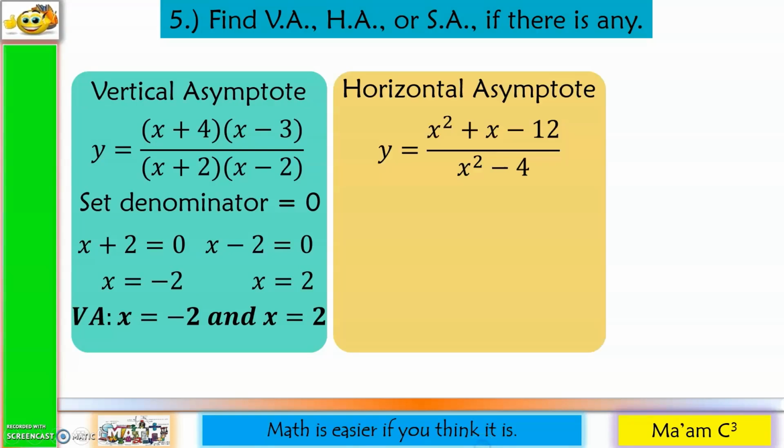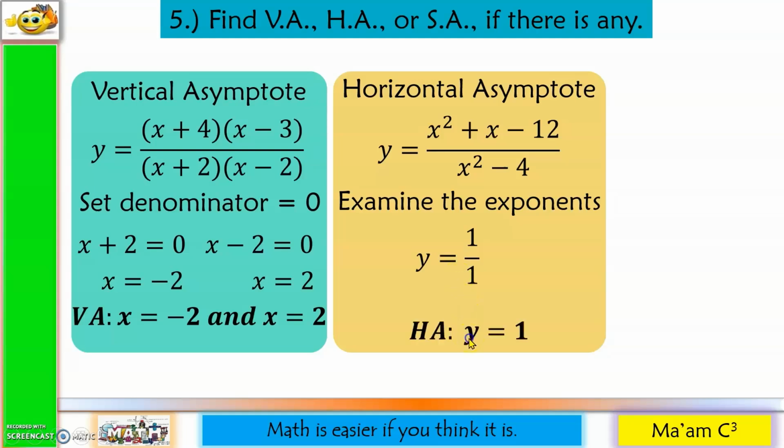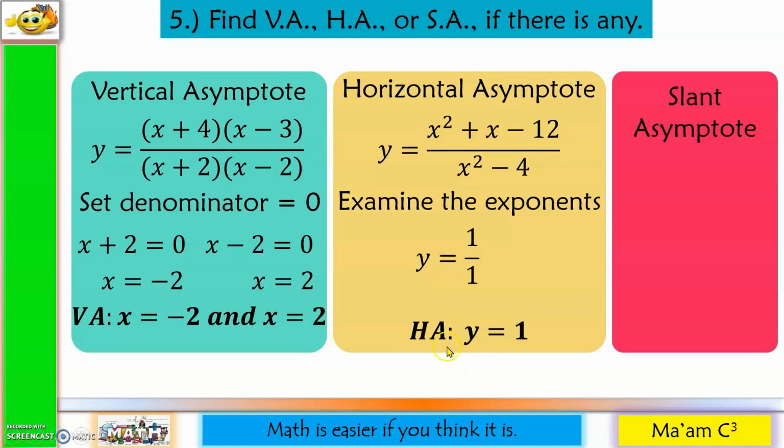For the horizontal asymptote, let us examine the exponents. Both numerator and denominator are raised to the second power, so let us compare the numerical coefficients. Here the numerical coefficient is 1, and here it is also 1. So we have y equal to 1 over 1. Therefore, our horizontal asymptote is y equals 1. And for the slant asymptote, since we already have a horizontal asymptote, we do not have a slant asymptote.